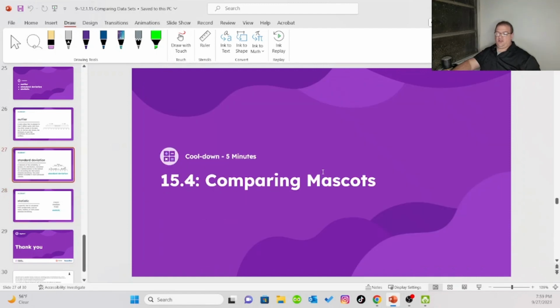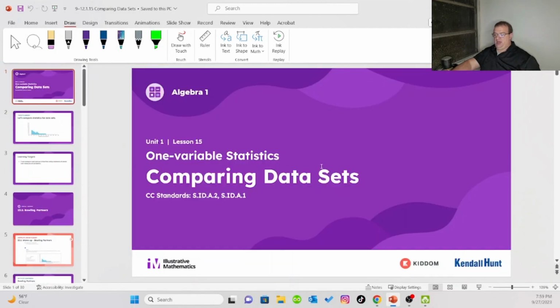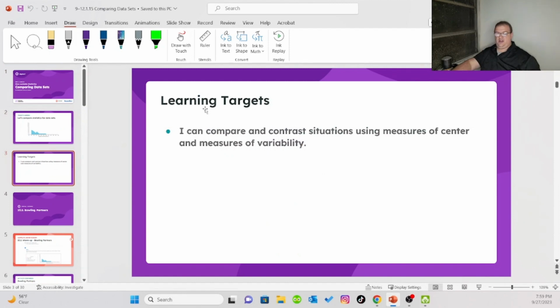So if you feel comfortable being able to say your learning target, I can compare and contrast situations using measures of center and measures of variability, then this lesson has been a success. If you still have questions about it, please ask me before the test on Tuesday so that I can clarify any misconceptions you might have.